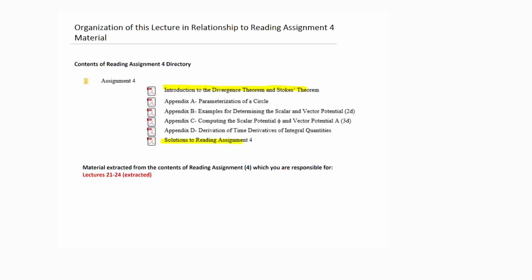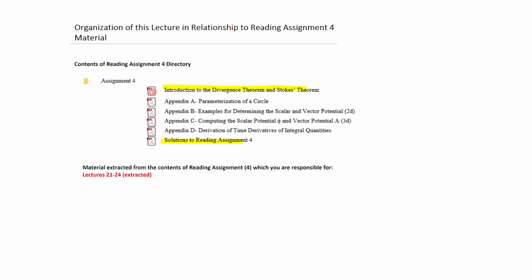All right, so let's look at the organization of this lecture in relationship to Reading Assignment 4's material. Now, we'll be extracting the relevant information from the set of notes, and these are lectures 21 to 24. Between now and reading week, we won't be going to 24. We'll go only insofar as lecture 22.